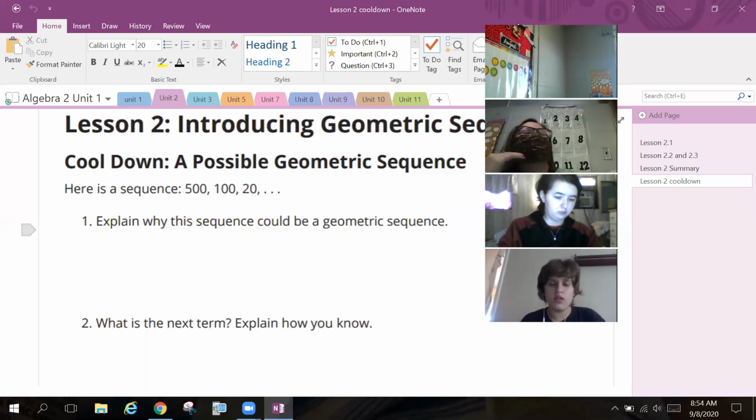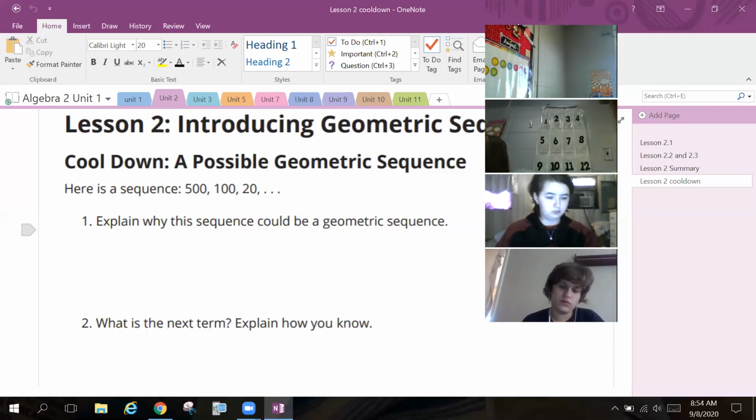Okay, so it has to be recursive. It's not both. Oh, it's asking both? Okay.